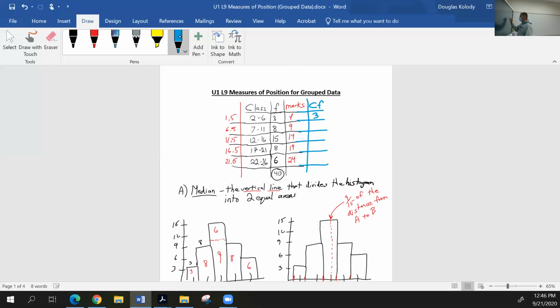So there's 3 numbers after the first. Then 8 plus 3 is 11. 11 plus another 15 is 26. 26 plus 8 more is 34. 34 plus 6 is 40. Notice I got all 40 numbers after that.